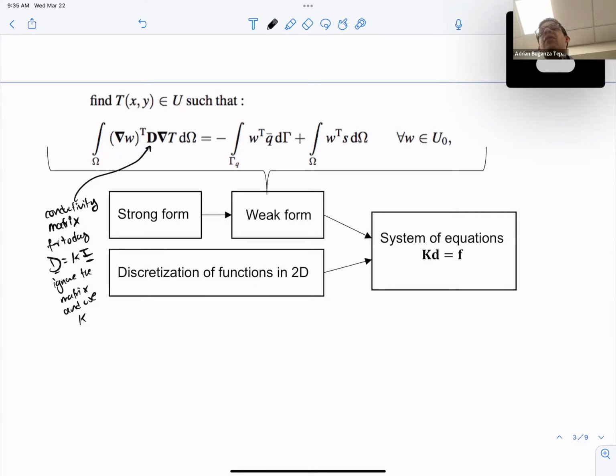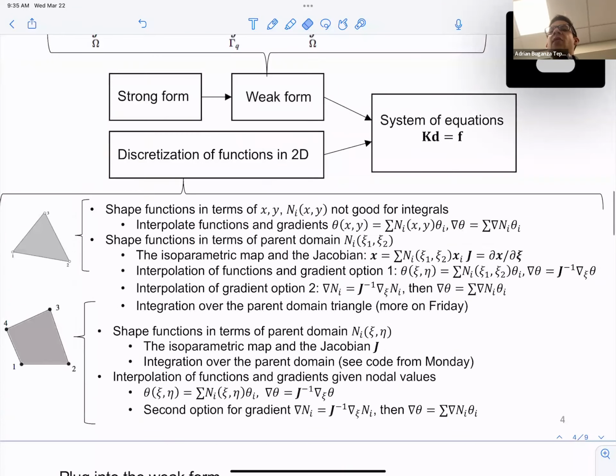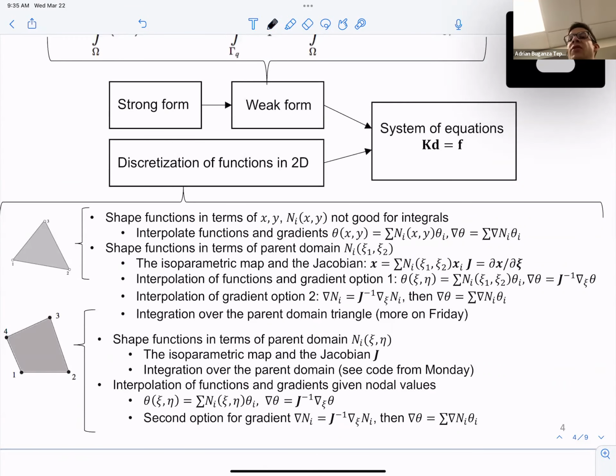So that integral equals minus the integral over the boundary with fluxes. Note that this is only over the boundary with fluxes of the weight function times the flux, plus an integral over the domain of the weight function times the source term. And that has to be satisfied for all W's that are in the space where they vanish at the boundary. So that's the weak form. And then, what is the discretization with shape functions?